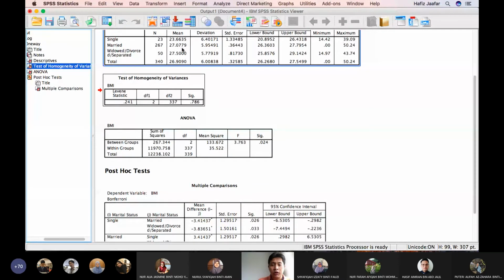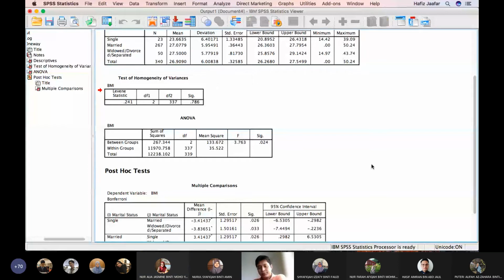If the significant value is more than 0.05, the p-value is above 0.05. But in this case, since the p-value or significant value needs to be less than 0.05, so it's okay, understand?